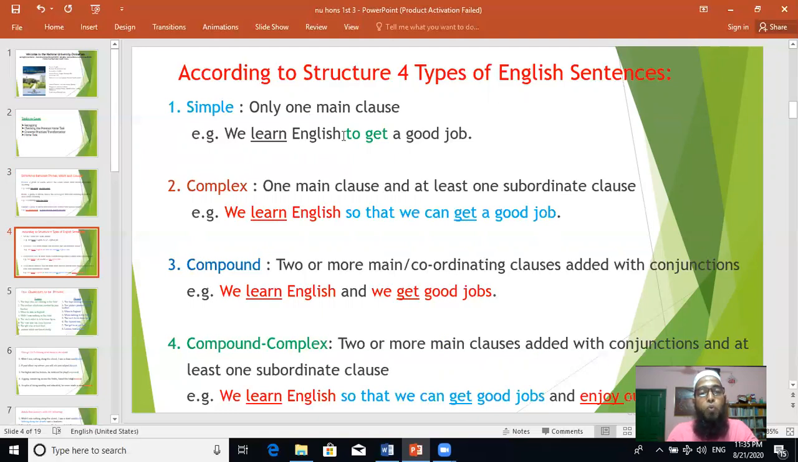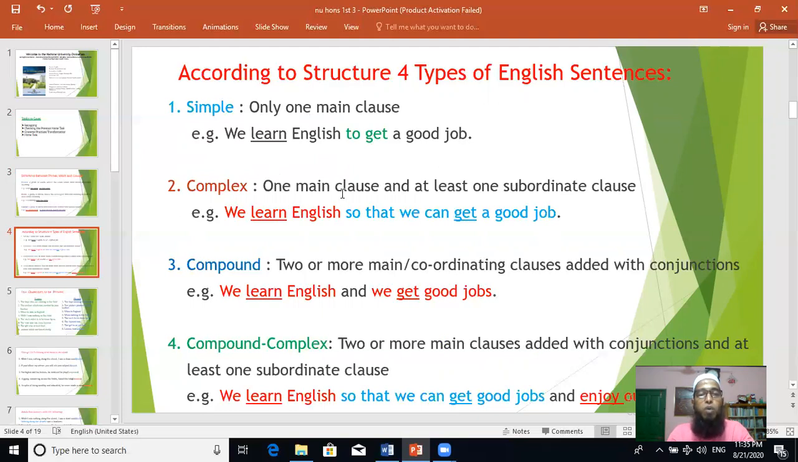You see, for example, we learn English to get a good job. So don't be confused. You see here, to get is not a verb here. To get is an infinitive. To plus the base form of a verb is an infinitive. That's why this is a simple sentence. There is only one main verb. We learn English to get a good job.